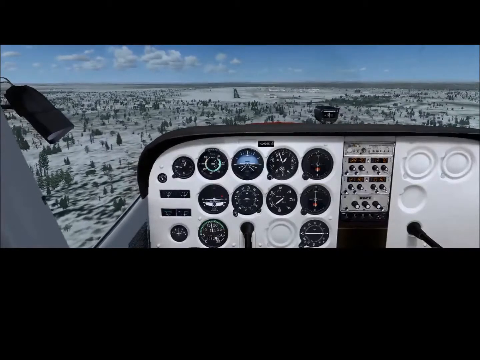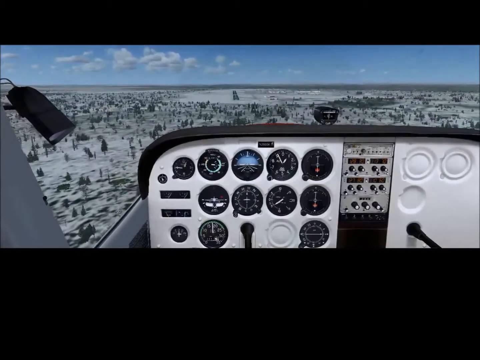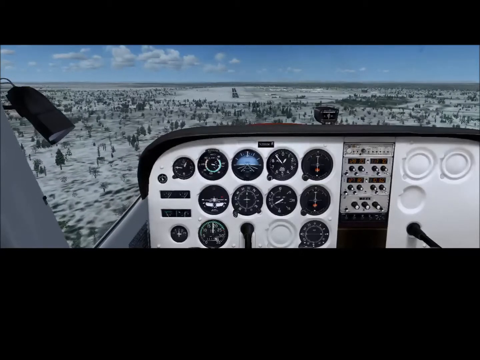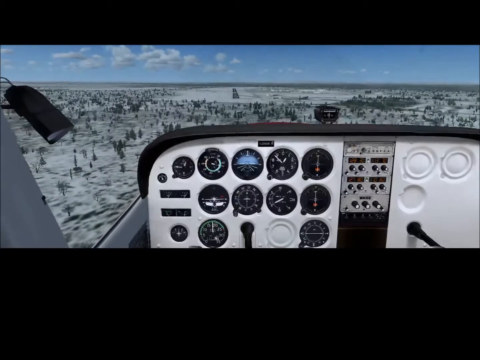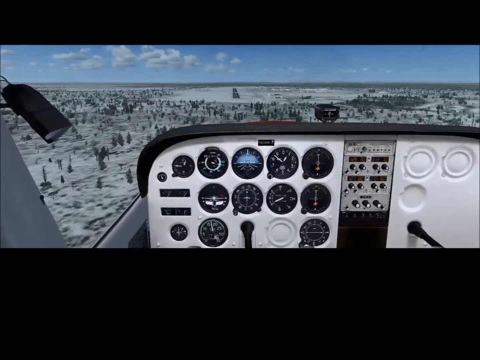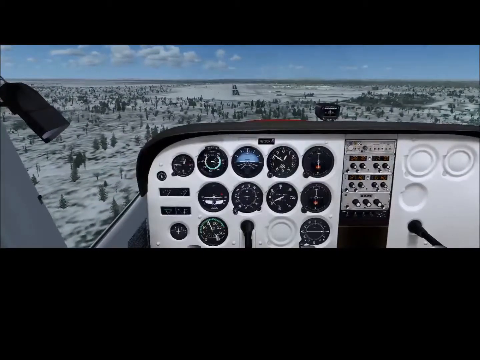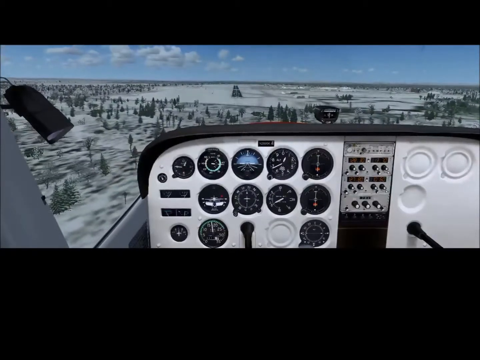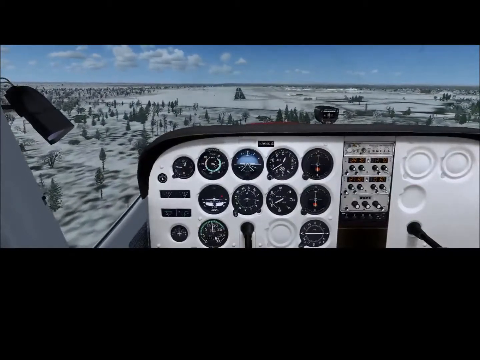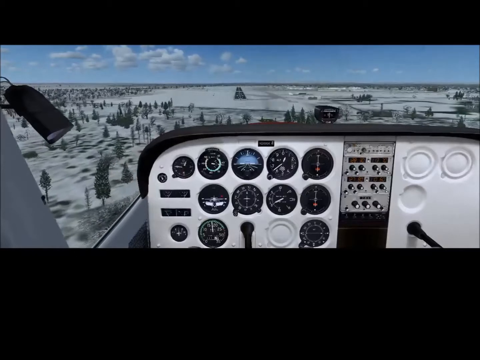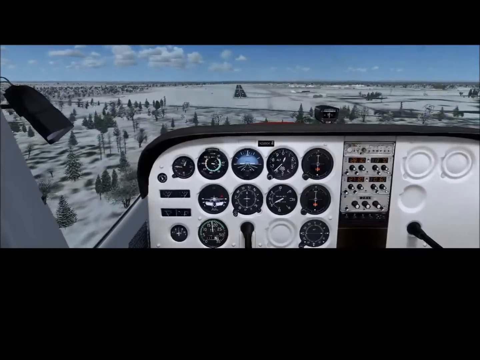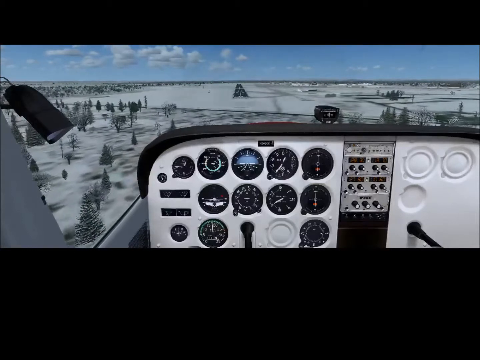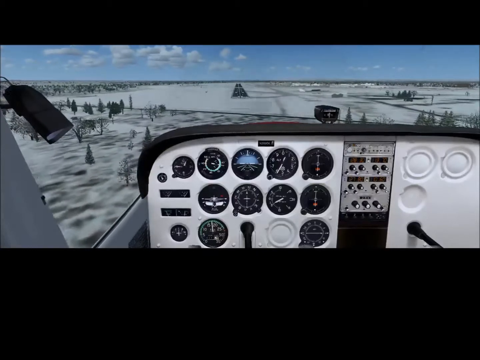Now this is a different point for every airplane, and it does take practice to get used to when to start the round out. There's no real fixed value of when it should be started. It just comes with experience in flying a certain airplane type. So now we're approaching the threshold of the runway and we have zero movement, and it looks like we're going to be able to do a round out right around the numbers, which is what we're looking for.